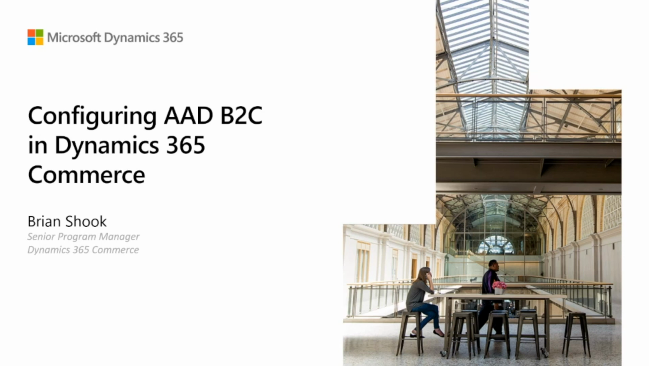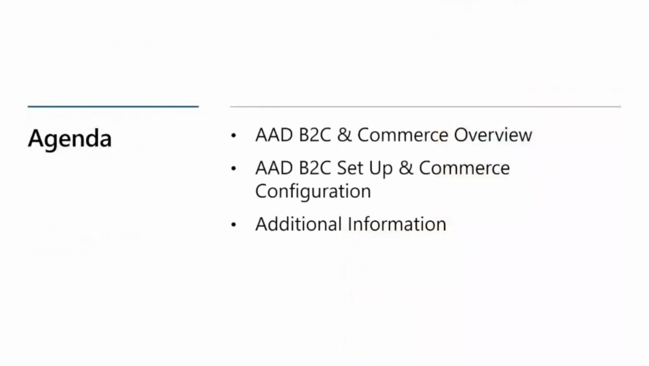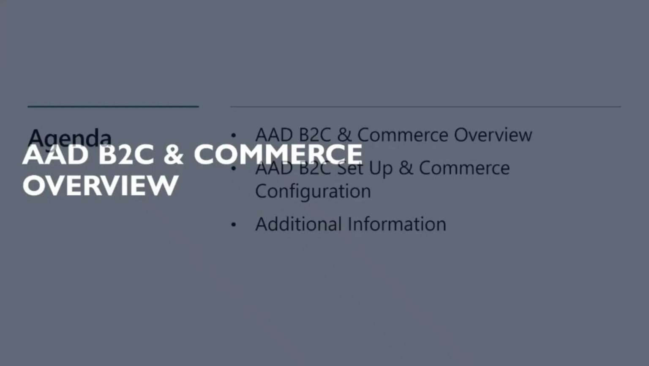And I'd like to start us off today just by going over the agenda. So first, we'll start with the AAD B2C and Commerce overview. And that'll look at the architectures of both solutions and how they interact together. Next, we'll go into the heart of the presentation, which is setting up your B2C tenant and configuring it in the commerce environment. And then last, I'll end on some additional information that's relevant to the topics we discuss. So with that, let's get started.